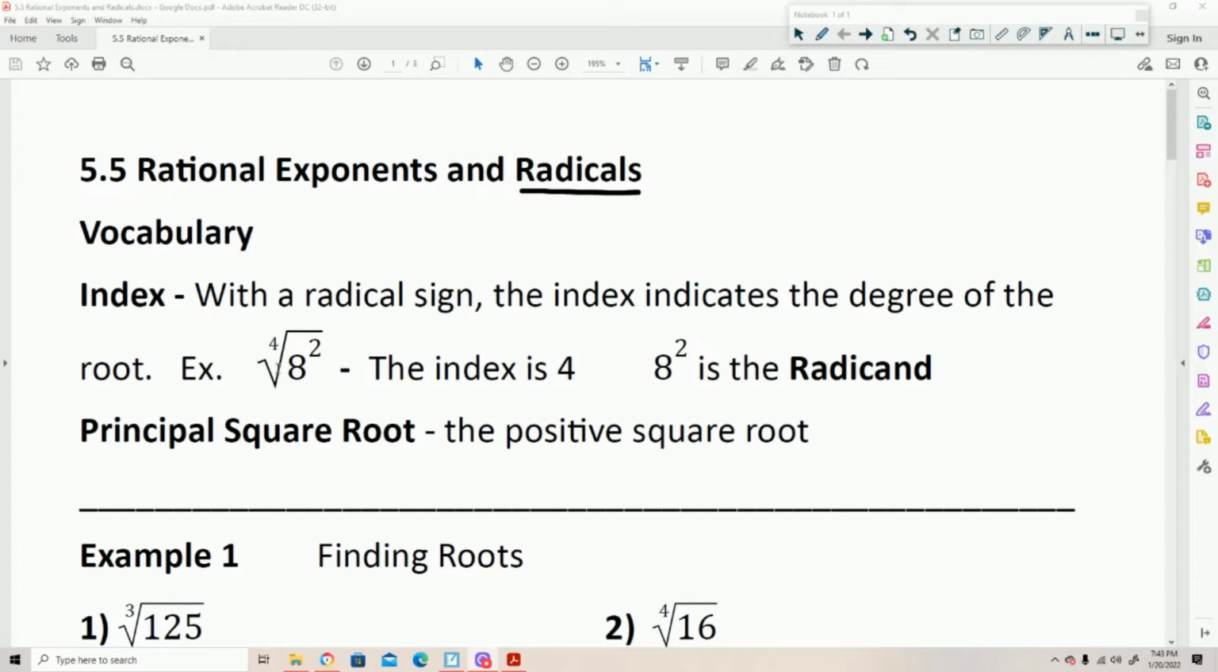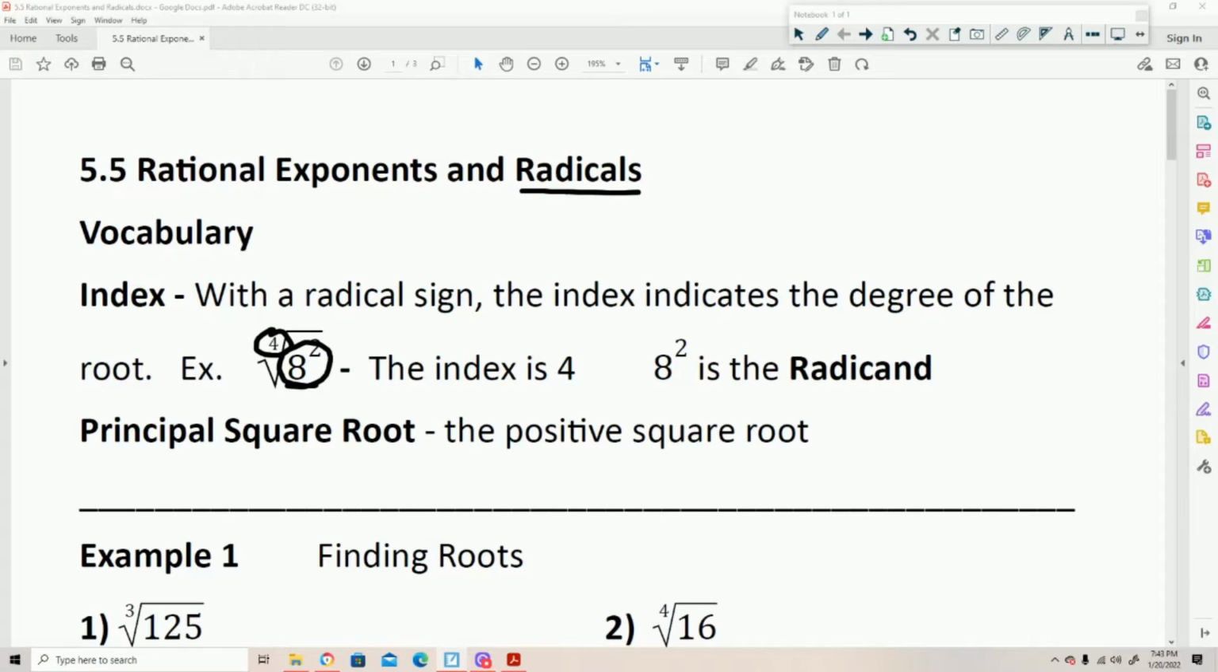And right here I have an example of a radical. The whole thing would be called a radical. And there are parts of it we need to know. This part inside is called the radicand. Now, you can live a long and fruitful life without having to know that, but that's what it's called. The index here is 4, and that number is telling us what root we're taking. So that would be the fourth root of 8 squared.